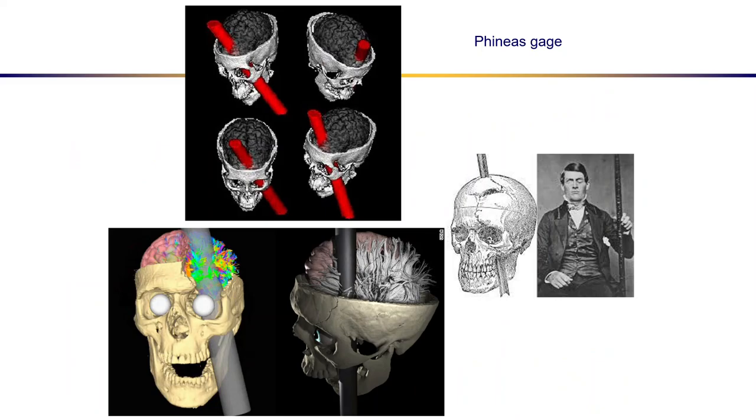All right, let's finally end by talking about impulsive aggression. Here's poor Phineas Gage, who had a rod rammed through his orbital frontal cortex. He was cognitively intact, but his personality changed. He became very impulsive and erratic, unable to judge the consequences of his behavior.